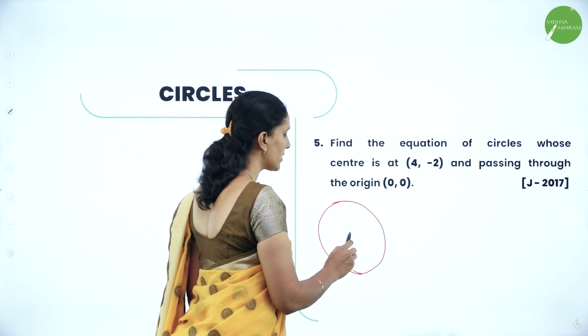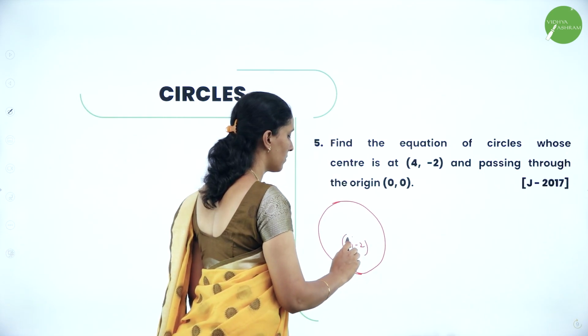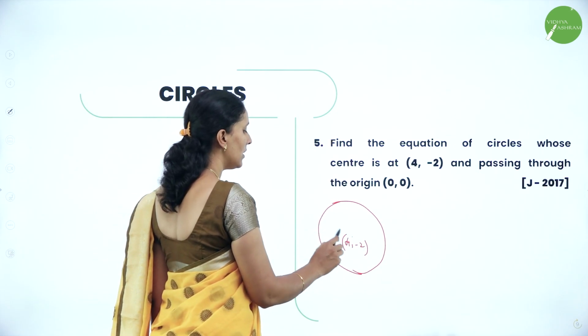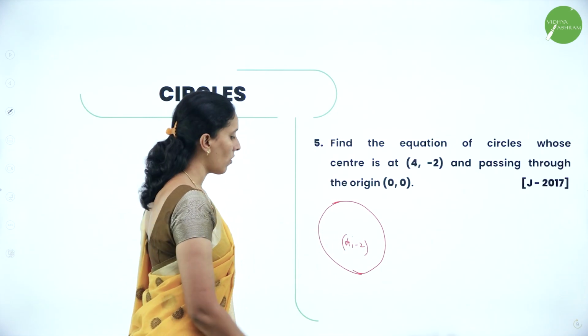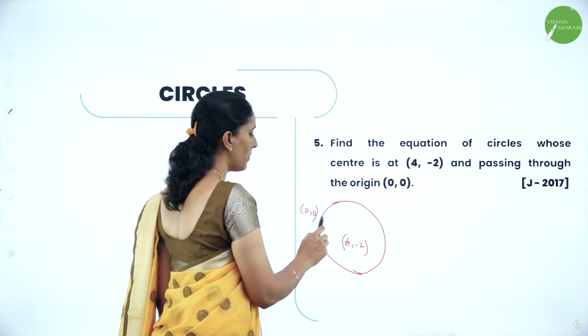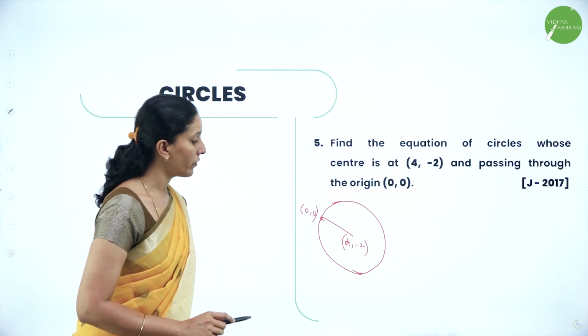So the center is given, that is (4, -2), and it is passing through the origin (0, 0). Somewhere here is the point (0, 0). So by finding the radius, we can directly write the equation of the circle.